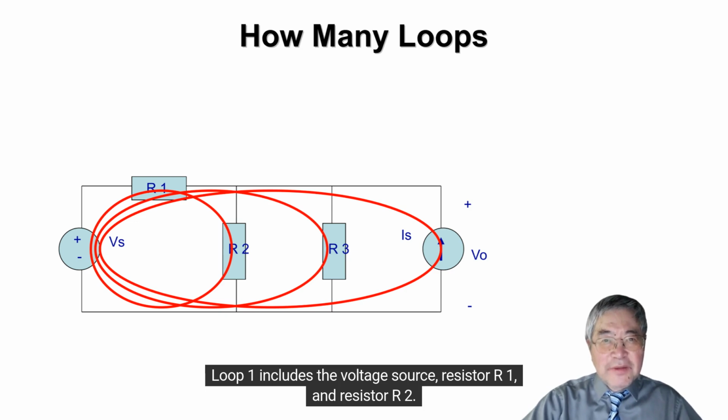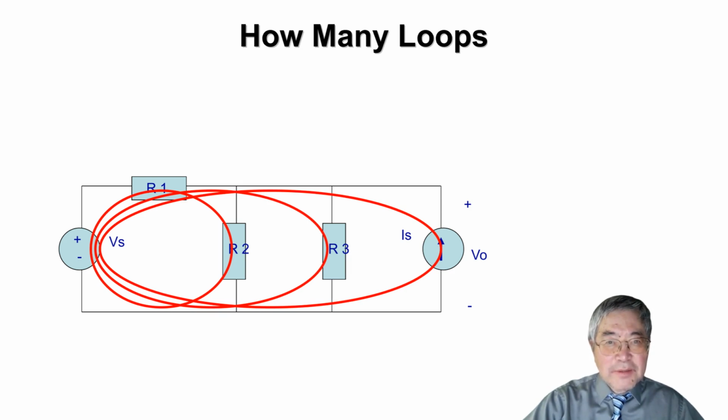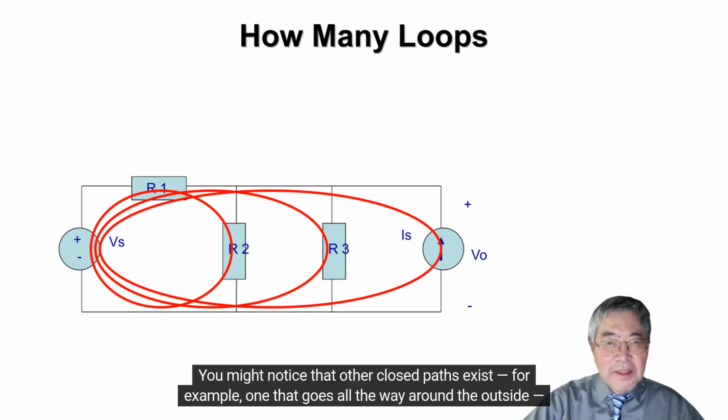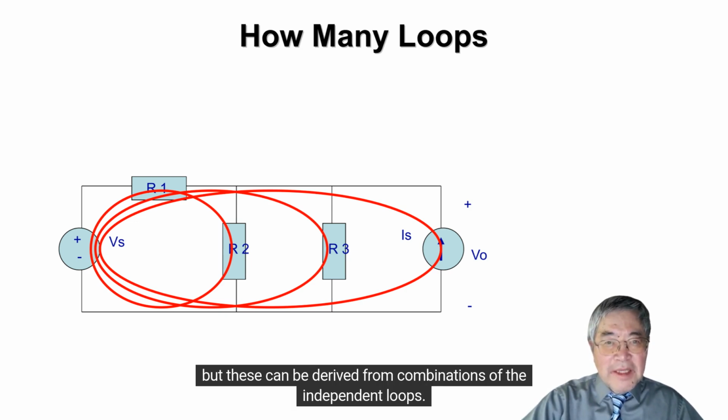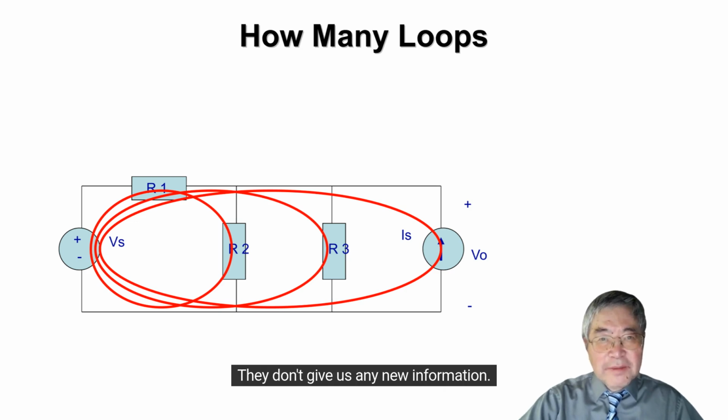Loop 1 includes the voltage source, resistor R1, and resistor R2. Loop 2 includes resistor R2 and resistor R3. Loop 3 includes resistor R3 and the current source. You might notice that other closed paths exist, for example, one that goes all the way around the outside, but these can be derived from combinations of the independent loops. They don't give us any new information.